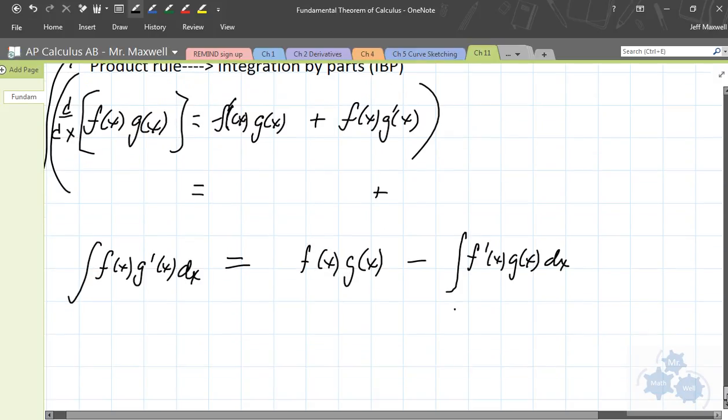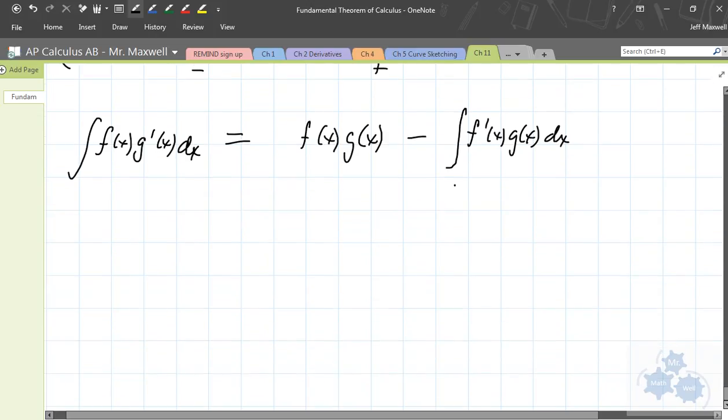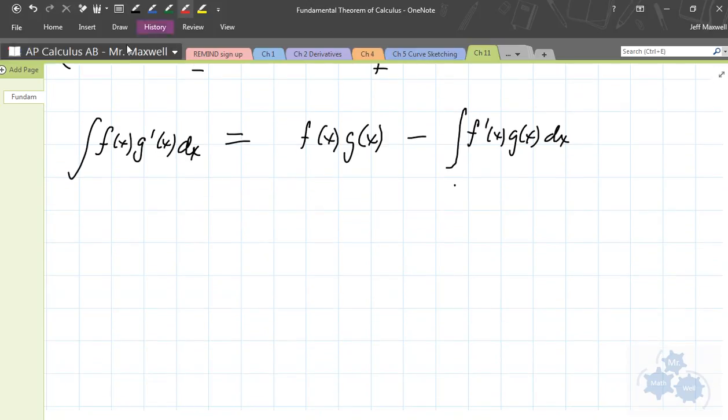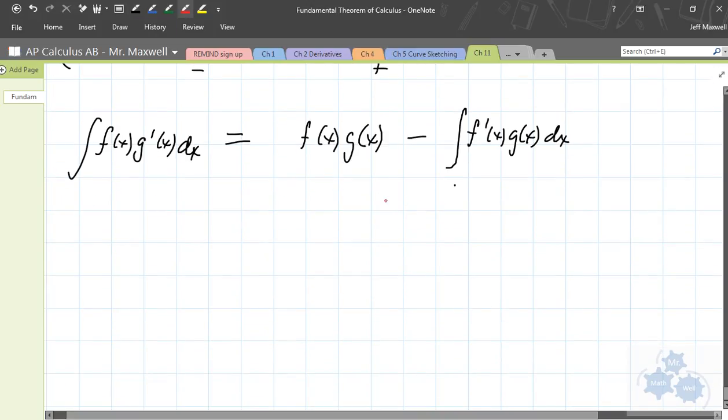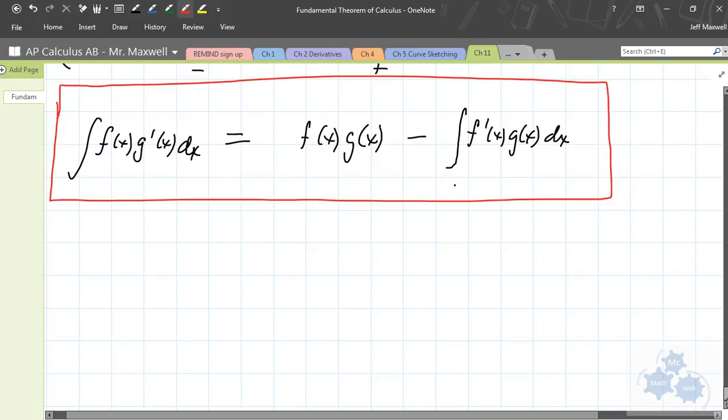Okay, so we get this expression. Now, this actually is the formula for integration by parts. And you may be thinking, okay, what? We took the derivative of something and then we just integrated it back and we rearranged some terms and now we have a new formula?